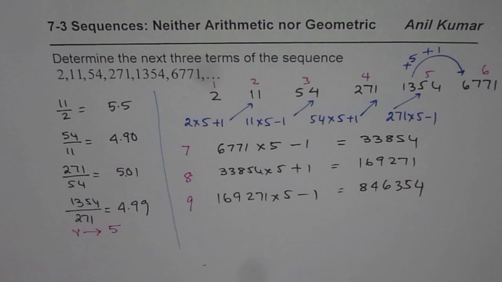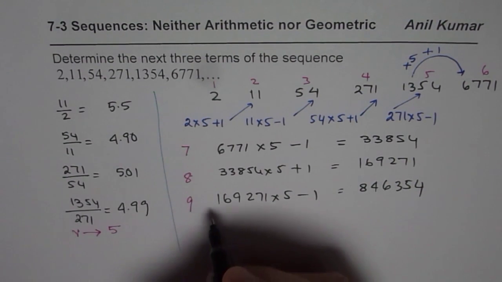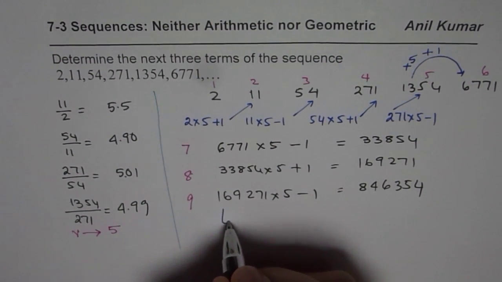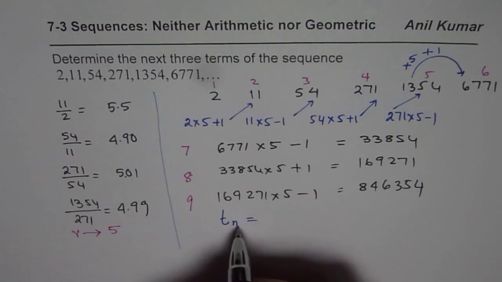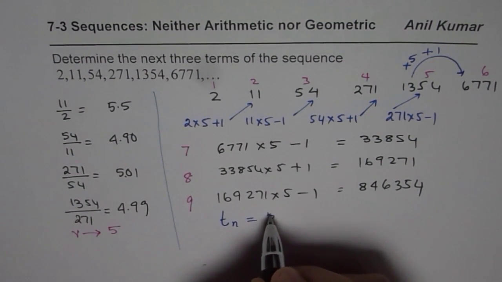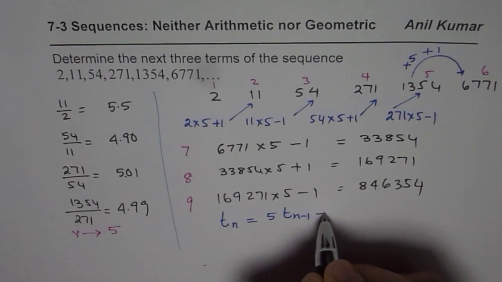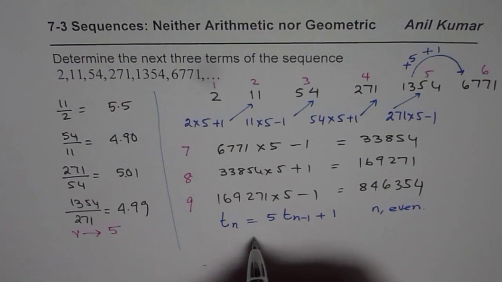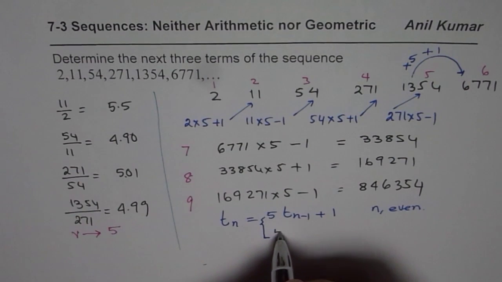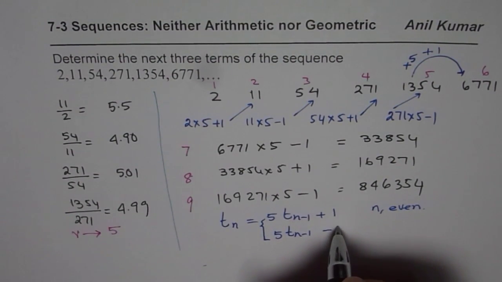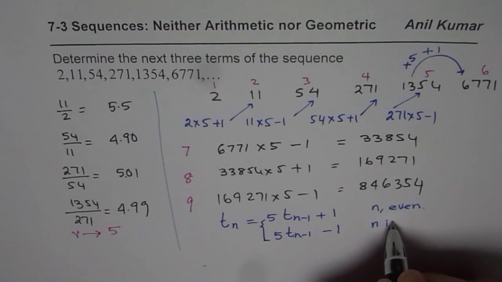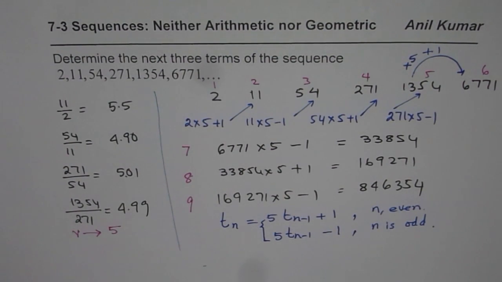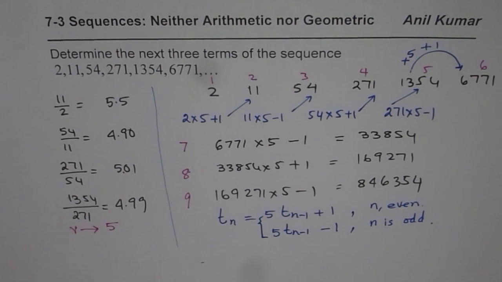Now, can you write down a recursive formula for this? That is to say, can you relate the nth term with the (n minus 1)th term? So we know Tn is equal to 5 times Tn minus 1 plus 1 if n is even. We can write it as a piecewise, or it could be 5 times Tn minus 1 minus 1 if n is odd. You get the idea, right? So that is how we can get a recursive formula for such a sequence.